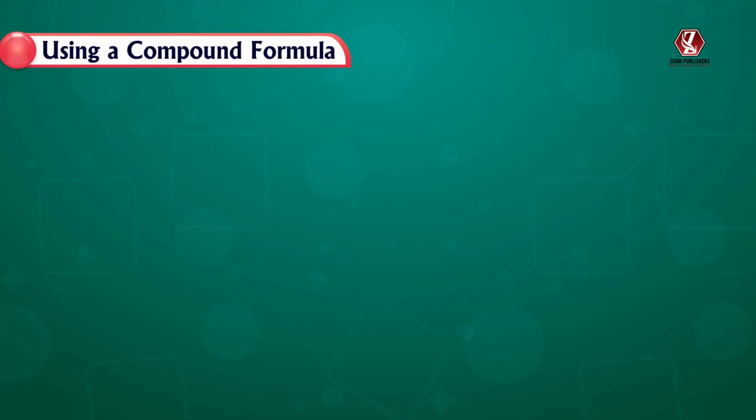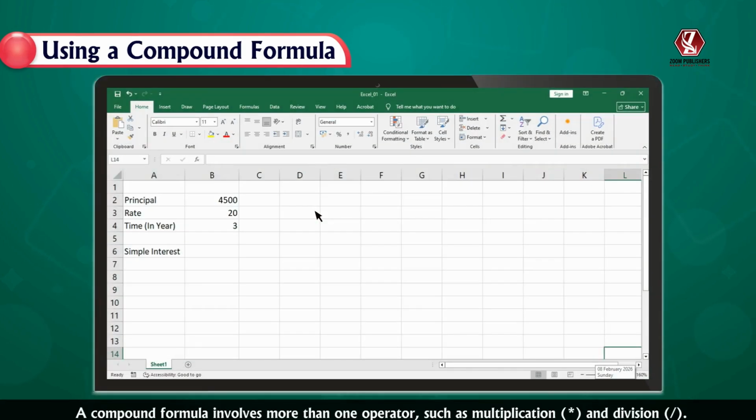Using a compound formula. A compound formula involves more than one operator, such as multiplication and division. Let's calculate simple interest using the formula simple interest equals P times R times T divided by 100, where P is the principal, R is the rate of interest, T is the time in years. Steps to enter a compound formula.